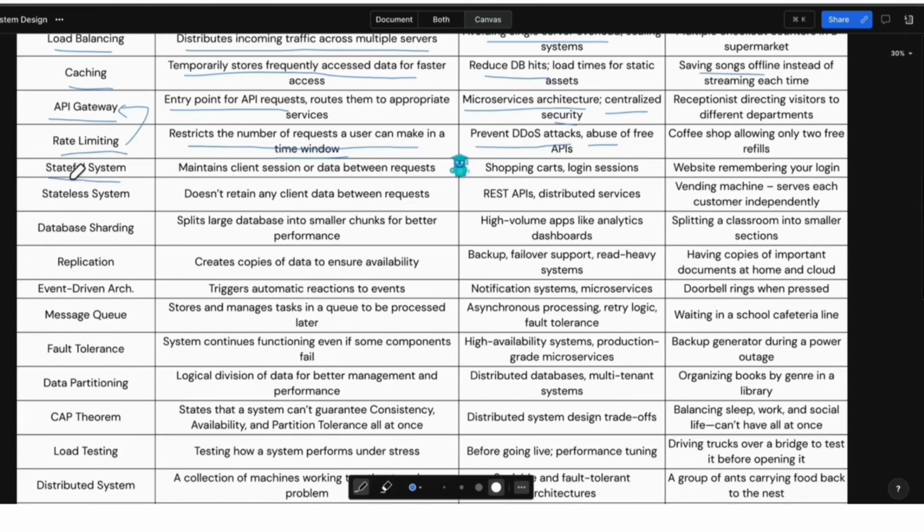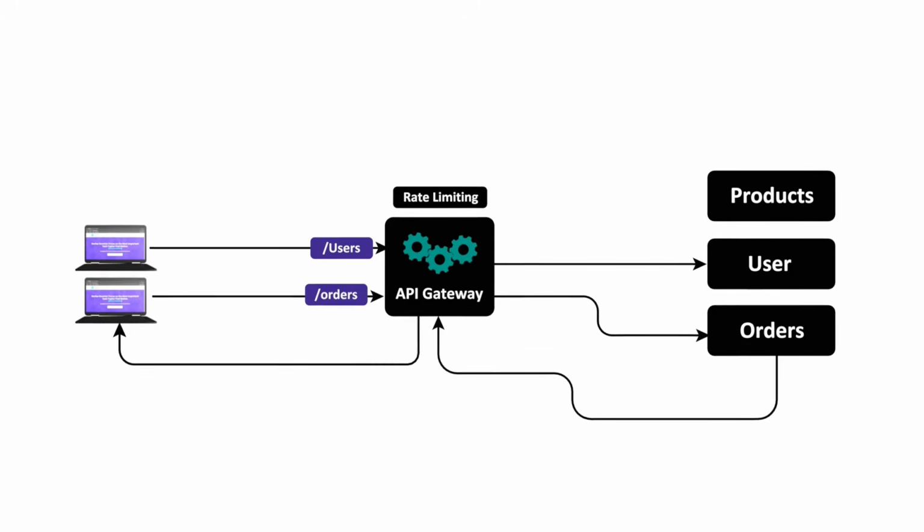The next terms are stateful and stateless systems. They are also widely used when it comes to system design. Stateful is when you maintain any client session or data between requests, for example shopping carts and login sessions. And stateless is which doesn't retain any client data between requests, like microservices or REST APIs. So now where do stateful and stateless systems fit here?